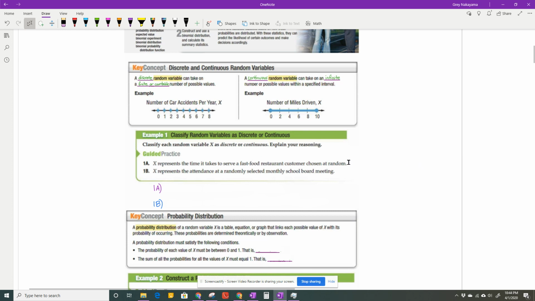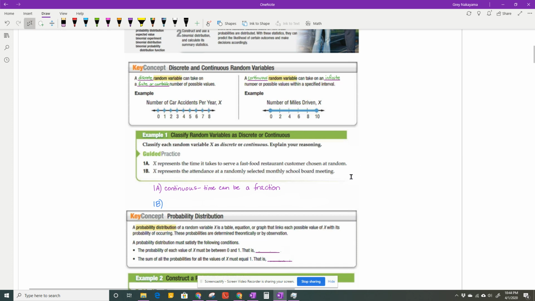X represents the amount of time it takes to serve a fast food restaurant customer chosen at random. Okay, so the variable is time. Does it make sense to have a fraction represent time? It does. Of course, we can have 1.5 minutes. So that's an example of a continuous variable because time can be a fraction.